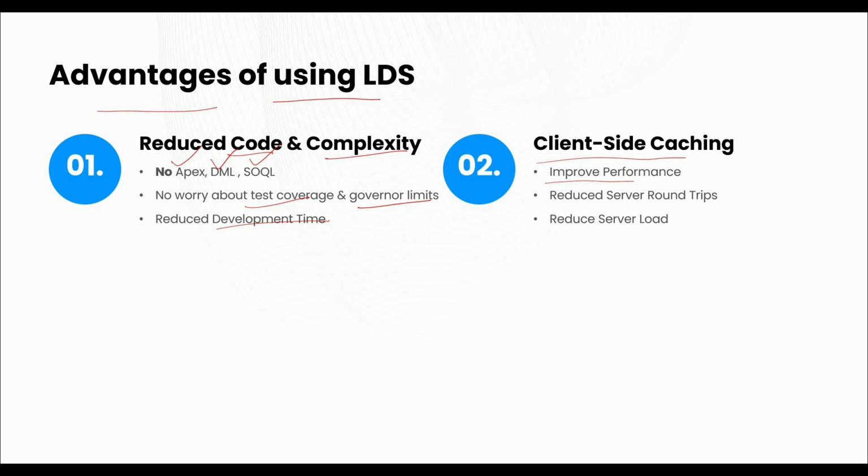I mean, if the same record is required multiple times either in the same component or in multiple components, then to get that record, LDS will not make server calls again and again. First, LDS will check whether that record is available in local storage, then directly return from there. Let me explain this more with a diagram.